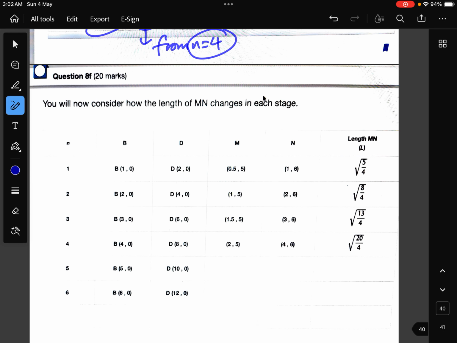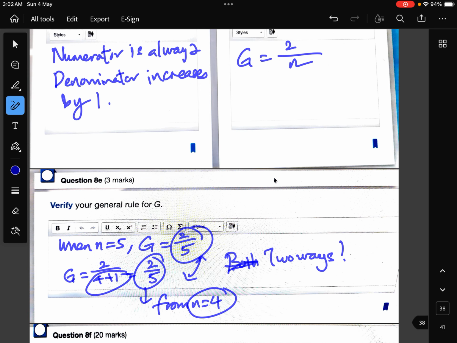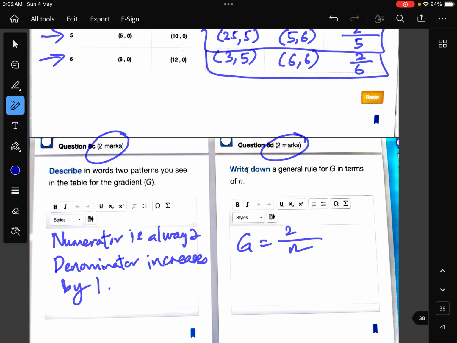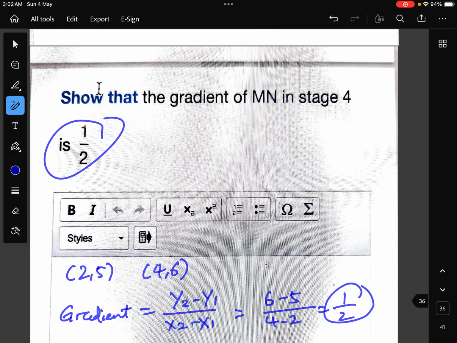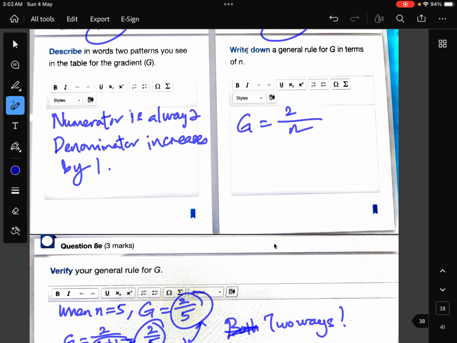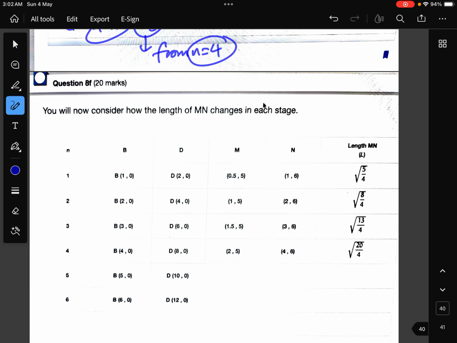Now let's look at question 8f. This is probably worth what, 3, 5, 7, 9. Yep, so this is 1 mark. So far we have done 10 marks worth of questions, so the final part is going to be worth 20 marks, which makes up 30 marks for the last question. So again, we're going to be considering the length of mn and how it changes for each stage.